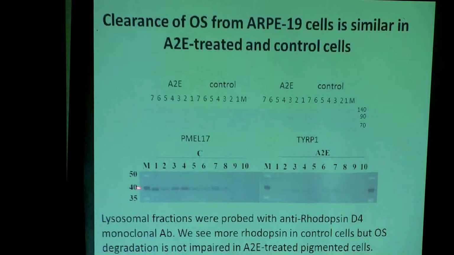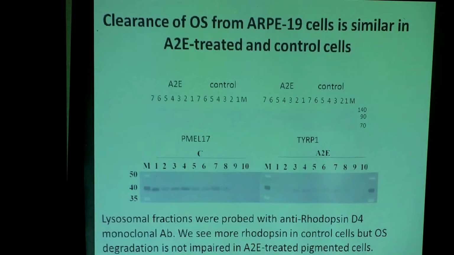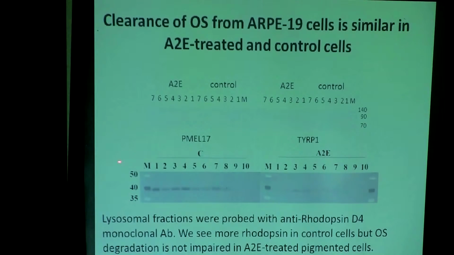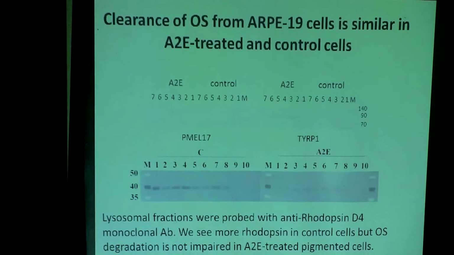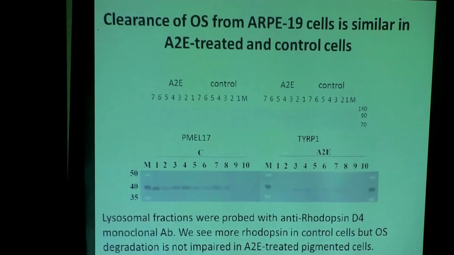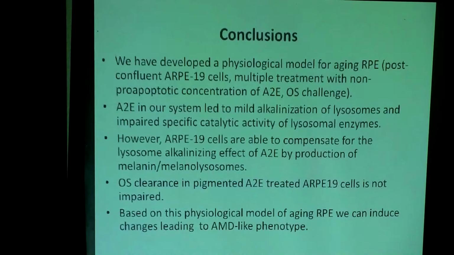Now, when we looked at outer segment degradation, we probed for rhodopsin. If outer segments got phagocytized and degraded, you will not see rhodopsin in this lysosomal fraction. So the better the degradation, the less rhodopsin you can see. Now we see even less in A2E-treated cells than in control. So we have compensation. In our system, it's not impaired. Specific enzymatic activity is impaired, but not the clearance ability of these cells.